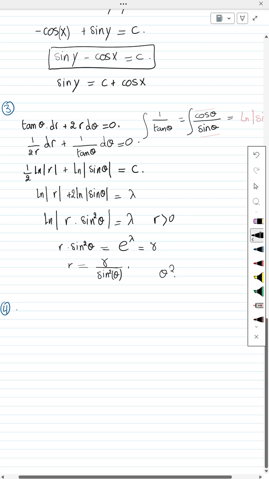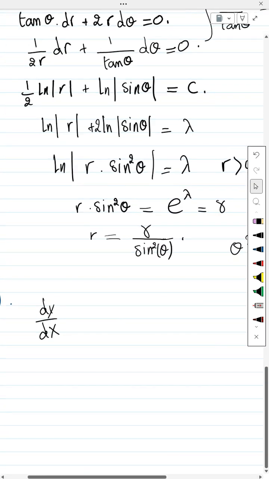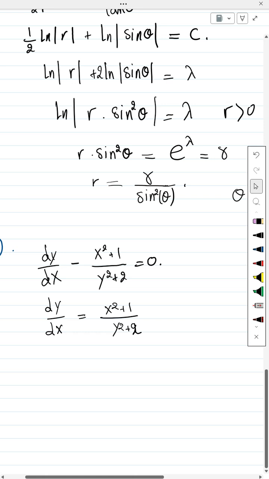It's going to be dy over dx minus (x squared plus 1) over (y squared plus 2) equal to 0. As you can see here, dy over dx is going to be equal to (x squared plus 1) over (y squared plus 2). Sorry. And what should we do now?